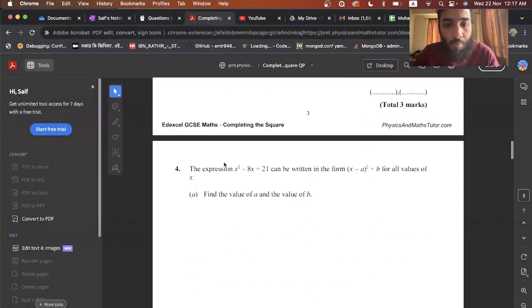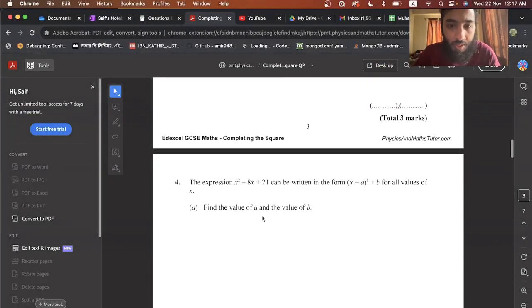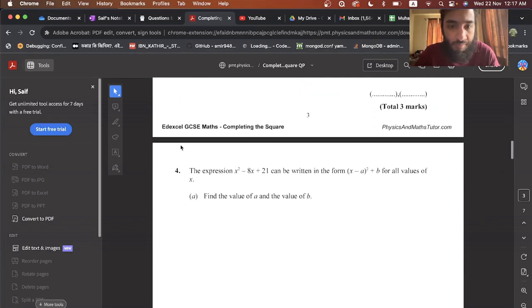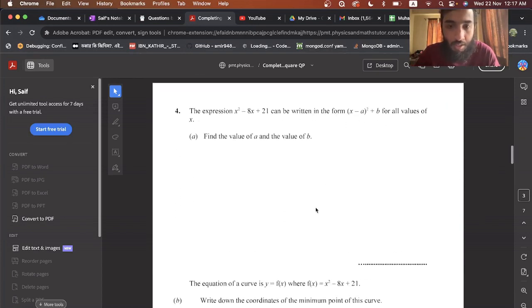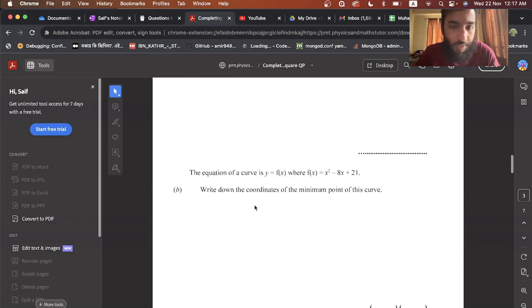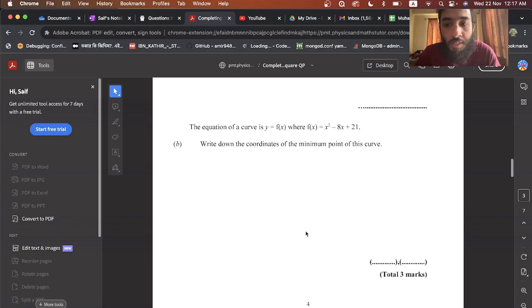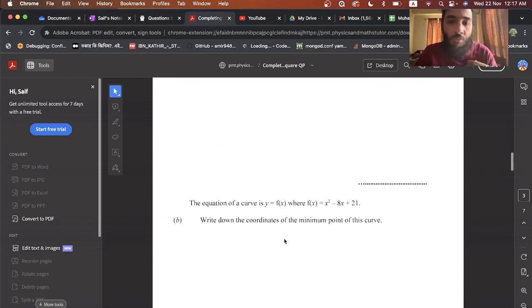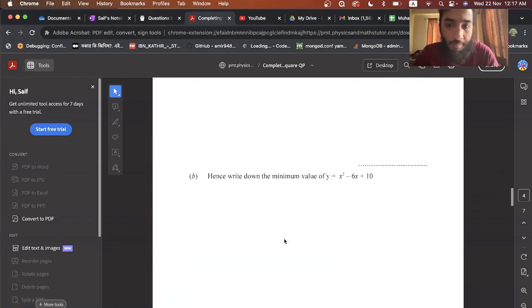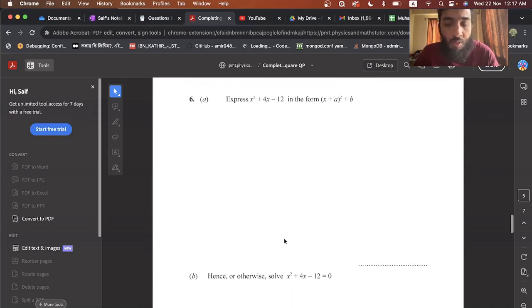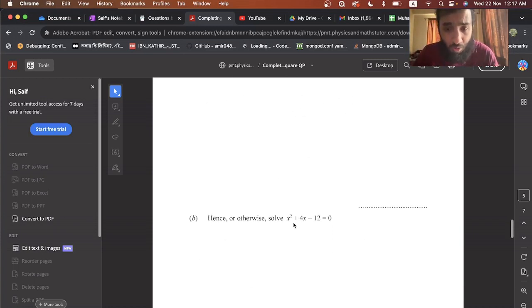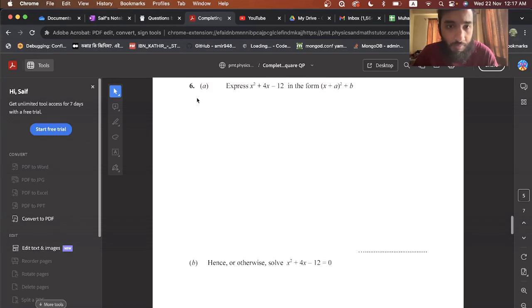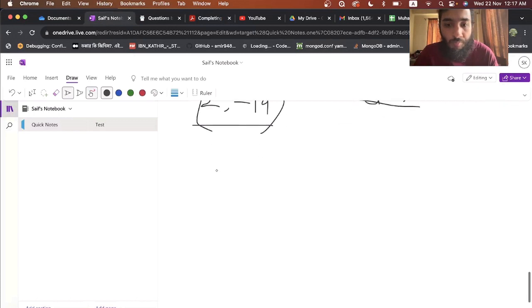Another problem that I want to highlight is number 4, which is the same procedure as number 3, using this expression in this way, finding the value of a and b, and writing down the coordinates of the minimum point, the same procedure that we did with the minimum value of y equals x square minus 4x minus 10. Number 5 is also the same, and number 6 is what I want to focus on in the next part, which is expressing this in the form of this, which we already know, and also solving this problem based on a.